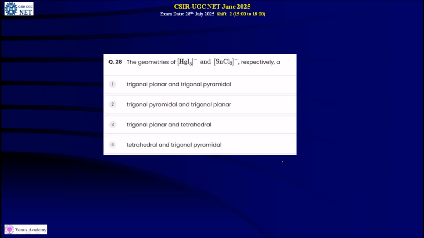Next, question number 28. The geometries of mercury iodide 3 minus and tin trichloride minus respectively are. So option number 1, that is trigonal planar and trigonal pyramidal, is the correct option, students.